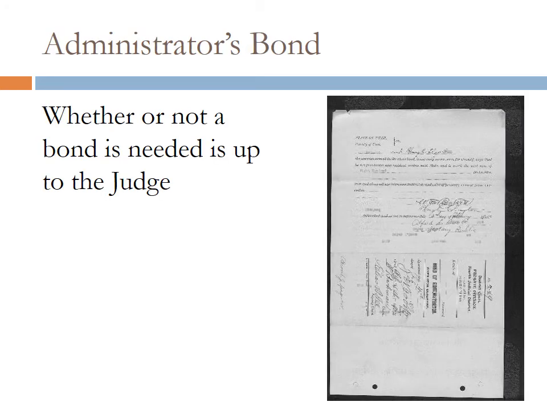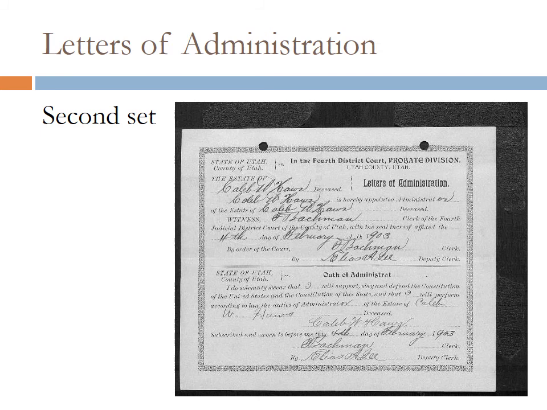This is the second administrator's bond, and whether or not a bond is needed is up to the judge. Here's the second set of letters of administration. You might notice that the documents have changed over the years, over the 33 years that this probate action was open in the Utah courts. The way of filing these documents changed from handwritten documents to pre-printed forms.